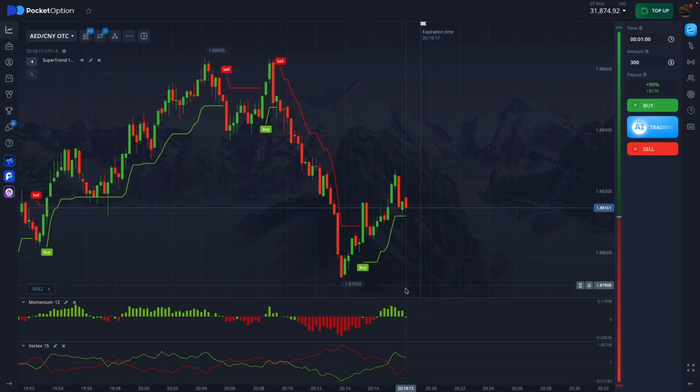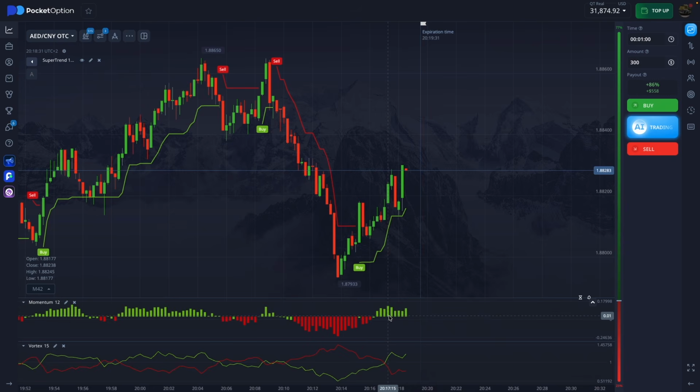Then, I look at the momentum indicator. In order for me to enter a trade, for example, an up trade, I need at least 4 consecutive bars, not counting the current one. So 1, 2, 3, 4 bars should be green, and accordingly, according to the momentum indicator, I can enter an up trade.